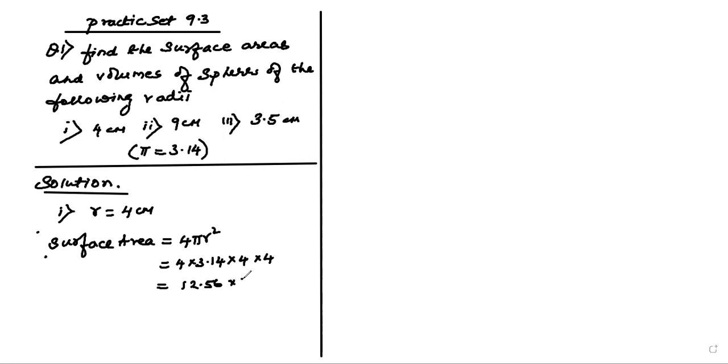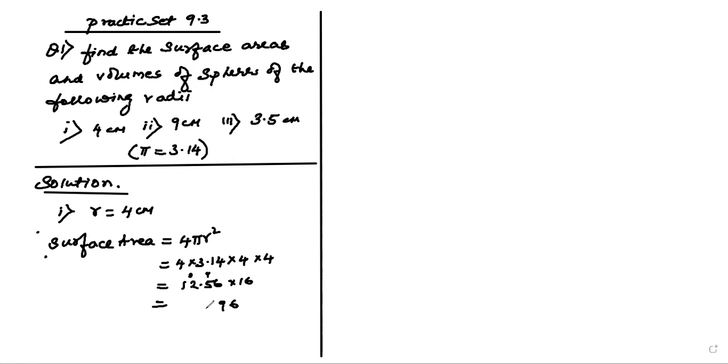4 into 4 is 16. Now I know the table of 16. 16 6s are 96, 9 carry over. 16 5s are 80, 80 plus 9 is 89. 8 carry over. 16 2s are 32.